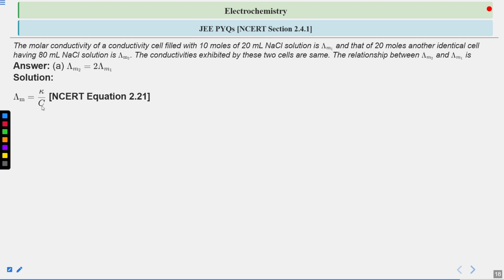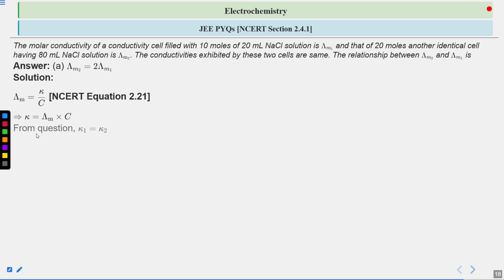If you talk about the molar conductivity, it is given by kappa upon C, that is conductivity upon the concentration. This is the NCERT equation marked as 2.21 in our NCERT textbook in the chapter Electrochemistry. If you rearrange it, the conductivity, that is kappa, is given by molar conductivity multiplied by the concentration.